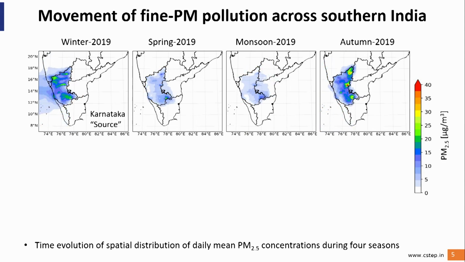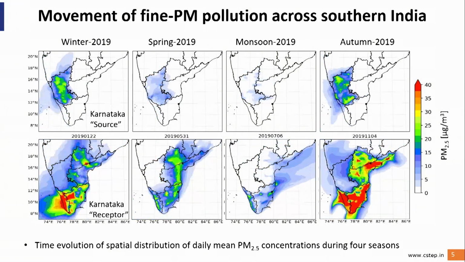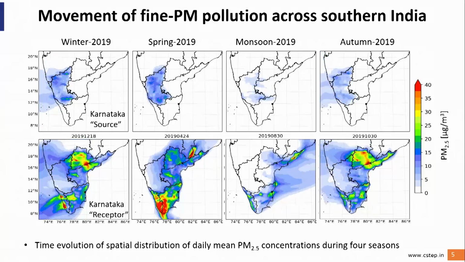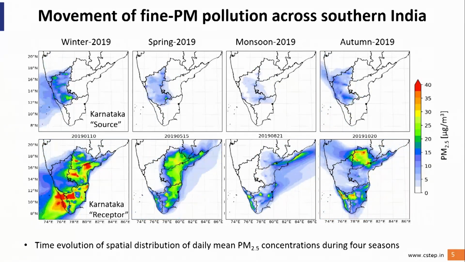plumes are moving. The point here is that the emission sources located in Karnataka can pollute other states and other regions. And on the flip side, Karnataka also receives a lot of contribution from other states. So this is the emission from all other southern Indian states, and this is how Karnataka is impacted by the emission from other regions. So in one of the plots, Karnataka is a source, in the other plots, it's a receptor. So it's very important to know that a state could be a source or a receptor depending upon the season.